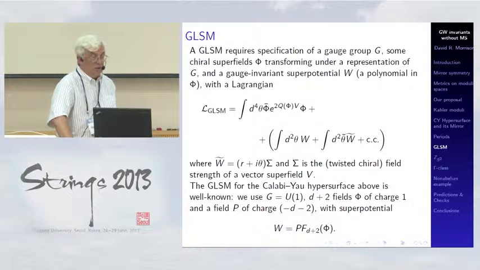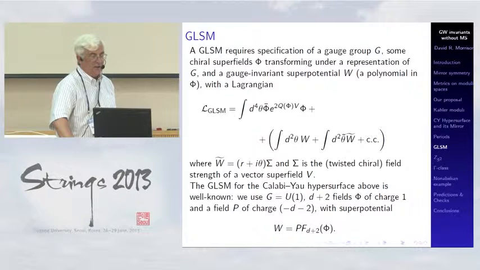So if I want to do it for the Calabi-Yau hypersurface that I had on the last couple of slides, this construction is pretty well known. I take just U1 as the gauge group. I take D plus 2 fields of charge 1 each, and another field traditionally called P, whose charge is minus D minus 2. The sum of all the charges is therefore 0. That's an important condition for a conformal field theory in the infrared.